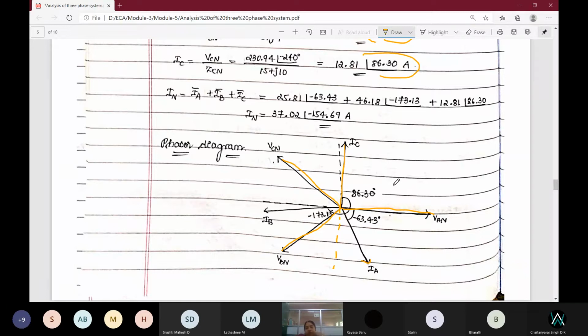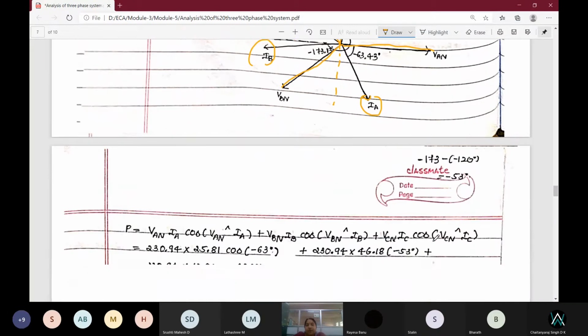In the phasor diagram we have to use phase voltage and phase current. Since line current and phase current are the same in star, we are using line currents only. But when we go with delta, you have to find the phase current separately; that I will show you. This is how to draw the phasor diagram.